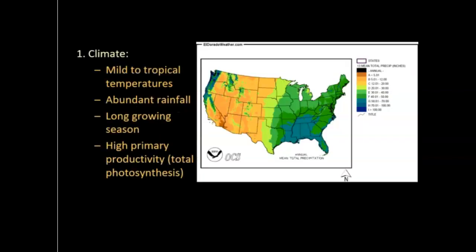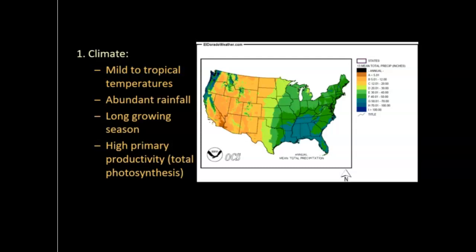To begin with, we have a very good climate that's conducive for many species to grow. We have very mild to warm temperatures. In the summertimes, our temperatures approach tropical conditions. We also have abundant rainfall, and the combination of the warm temperatures and abundant rainfall make it really easy for many species to survive and to thrive.